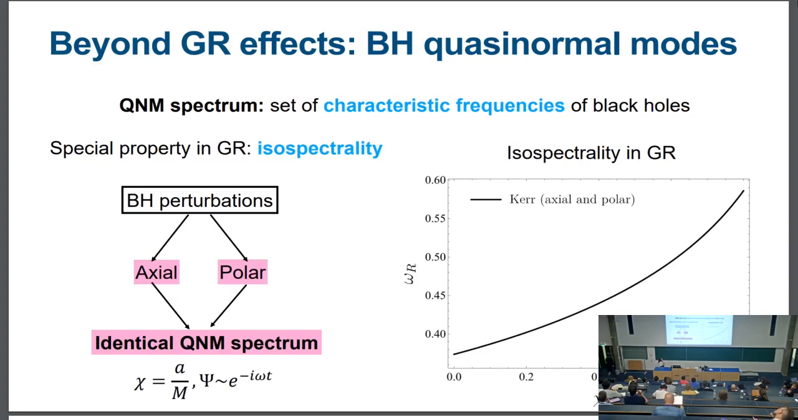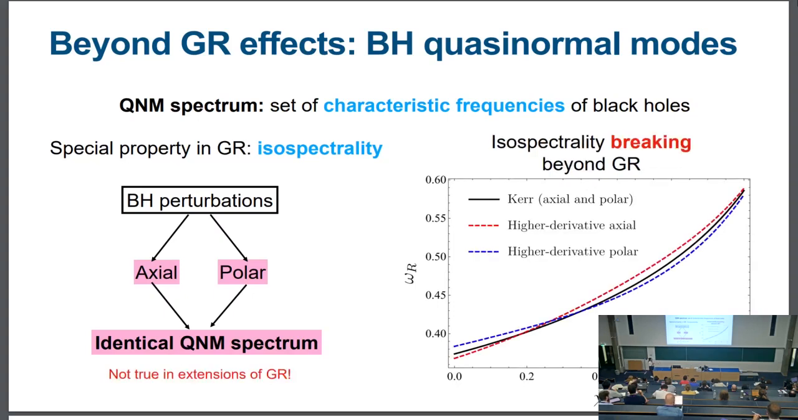Just to give an idea of what this means, I plotted the real part of the quasi-normal mode frequency. On the bottom axis here is chi, which is the spin parameter. Chi equals 0 means no spin, so Schwarzschild. As you approach 1, you get an extremal black hole. I'm plotting both axial and polar, and as you can see, there's only one line because the axial and polar are on top of each other, because they're identical.